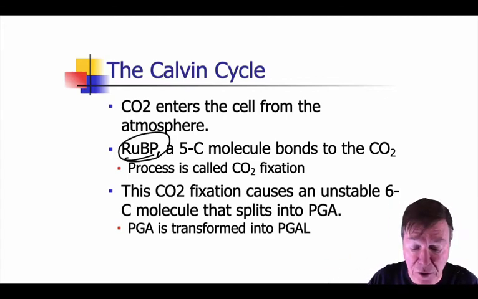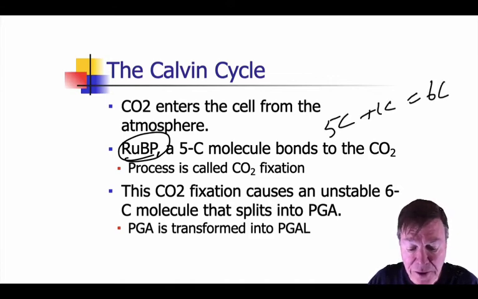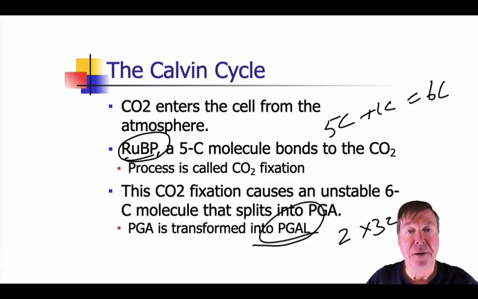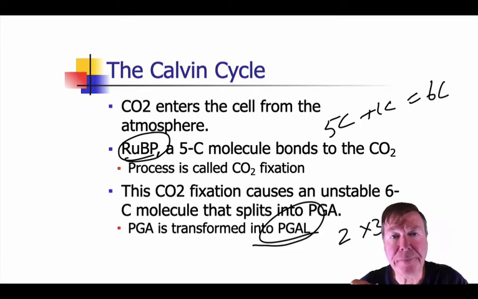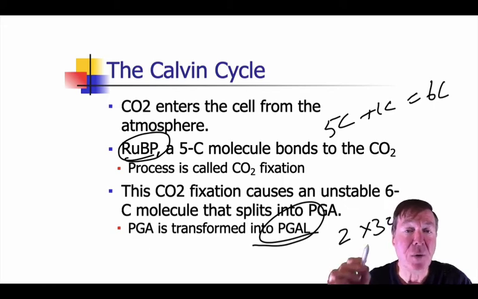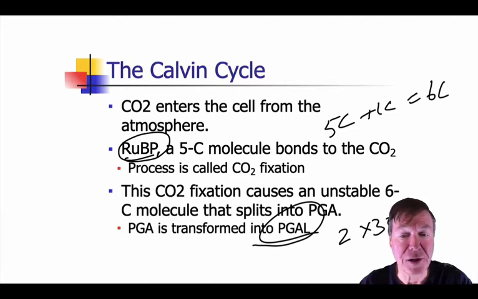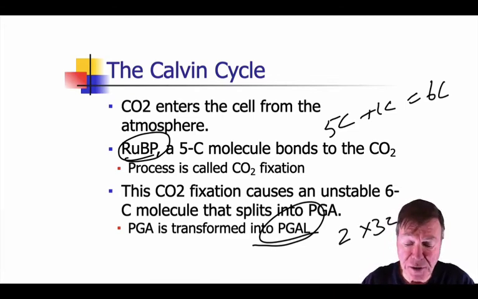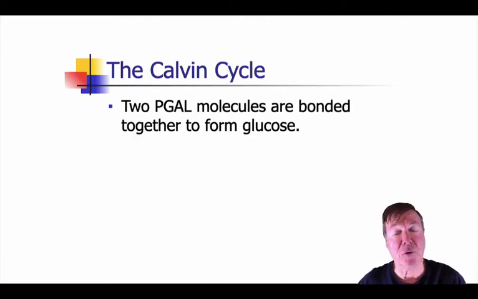It's a 5-carbon molecule, and we add 1 carbon, so 5 carbons plus 1 carbon equals a 6-carbon molecule. But that splits into 2. It's unstable, so it splits into 2 times 3 carbons, called PGAL. Now, PGAL might sound familiar because you've heard of it before. It was halfway through glycolysis. We used ATP to split up glucose into 2 PGAL molecules. And what we're going to do is just put those 2 PGALs together to form glucose.